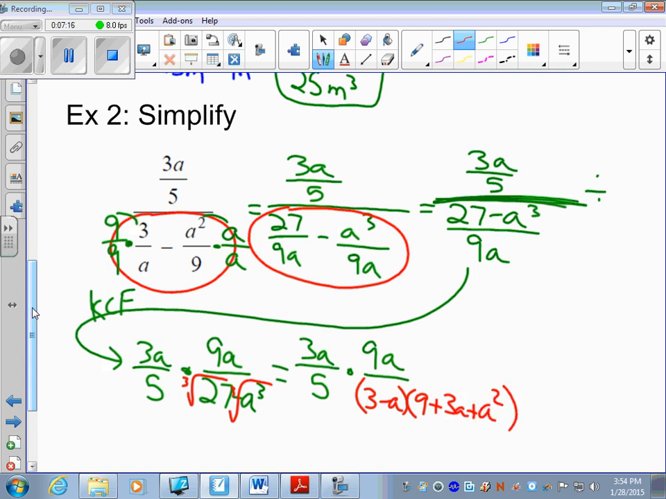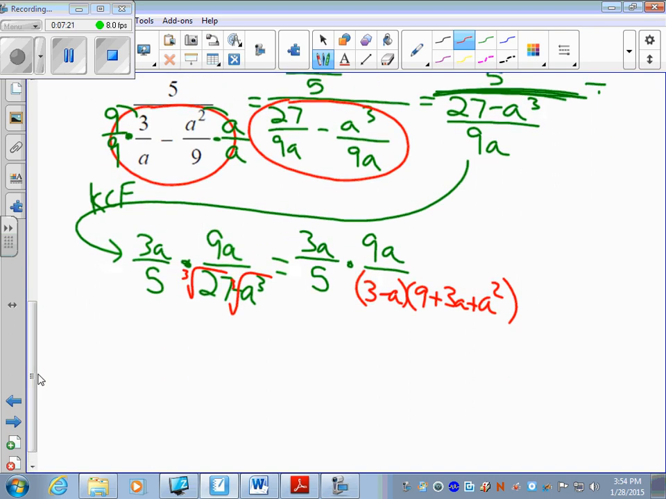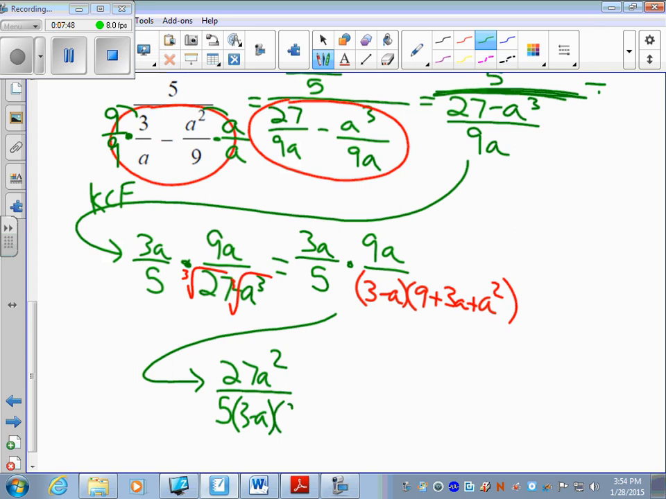Now you're going to see I factored everything, and now I look to see if there's anything in my numerator and denominator that is the same that I can simplify. And unfortunately, again, I don't see anything. So for the final answer, I would just multiply out the numerator. 3a times 9a, 27a squared over 5. I don't multiply out the denominators. Never see a need for it.